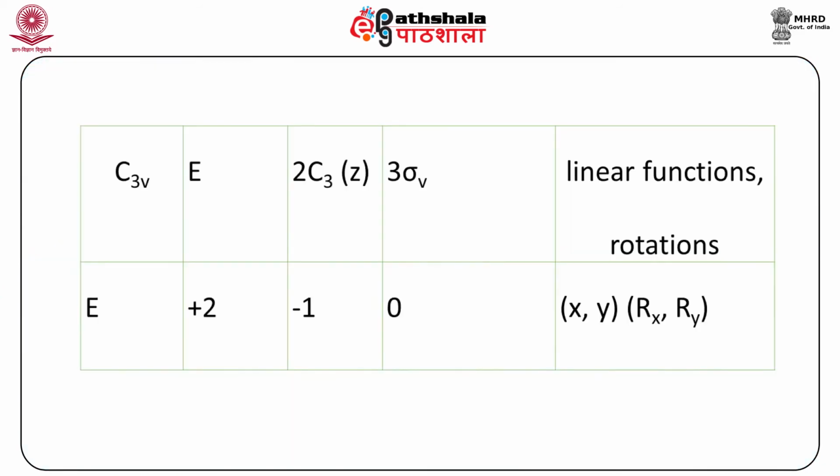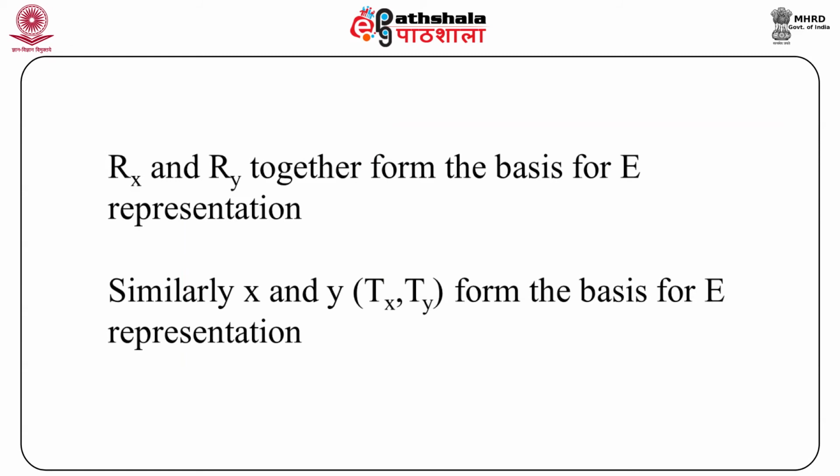Let us see the partial character table. You find the irreducible representation E, which has the characters plus 2, minus 1 and 0. In the last column we have x and y grouped together, and Rx and Ry grouped together. Rx and Ry form the basis for E. Similarly, x and y, or Tx and Ty, form the basis for the E representation.